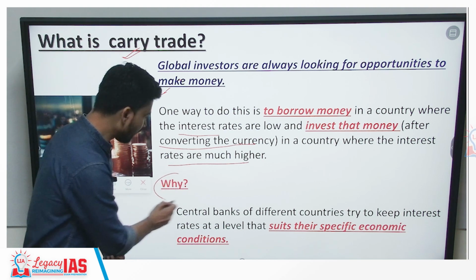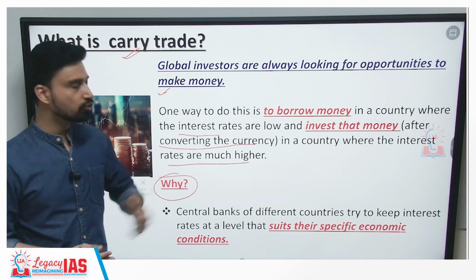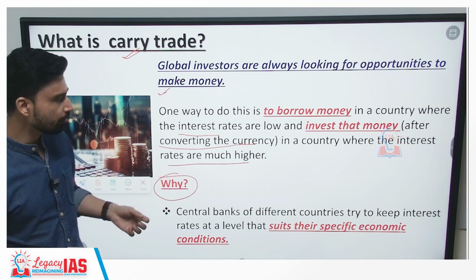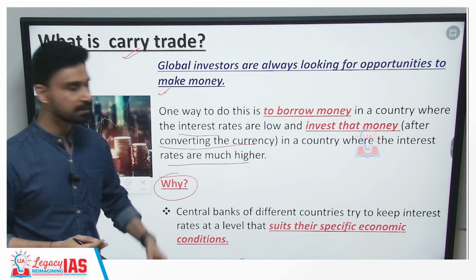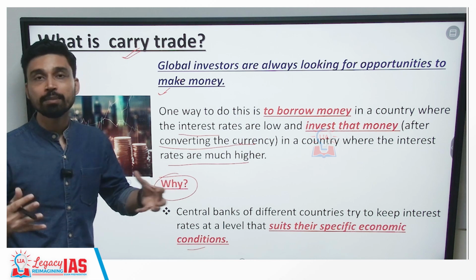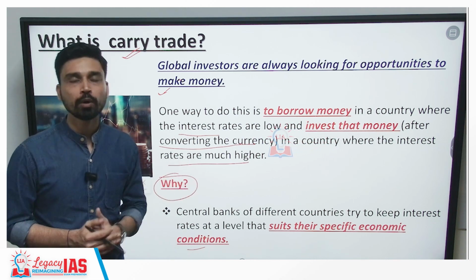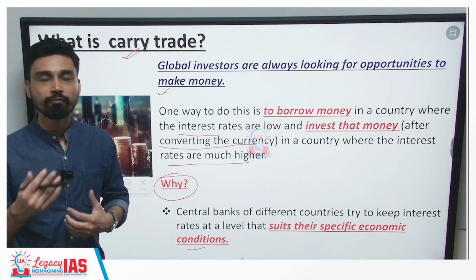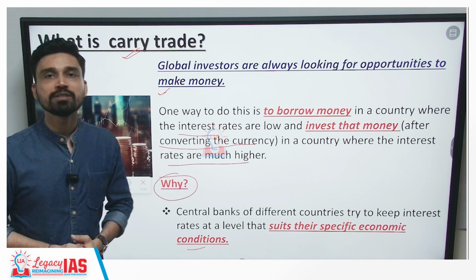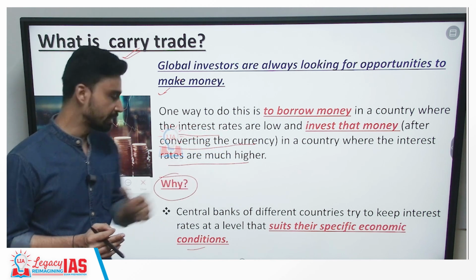Why is it possible, especially with reference to Japan? Central banks of different countries, including the Central Bank of Japan, the US and the RBI of India, try to keep interest rates at a level that suits their domestic economic condition. For example, in some countries where you have a high risk of inflation, interest rates can be higher. In some countries where there is a high risk of recession, interest rates need to be decreased. So based on what kind of economic situation is brewing in a particular country, the interest rate is decided by the respective central bank.